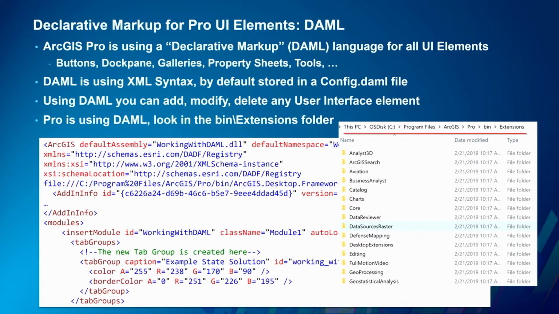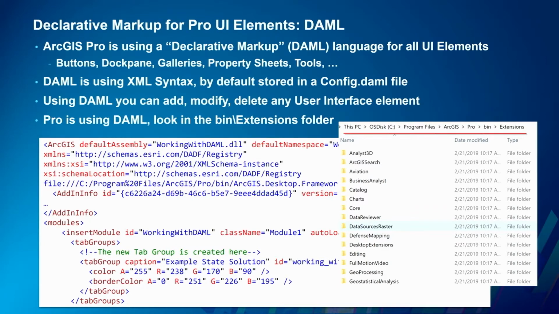DAML is using an XML syntax, and by default, it's stored in a config.daml file. You saw that earlier in the demos. If you use our project templates, by default, you get a config.daml file. But it doesn't have to be that name. When using DAML, you can add, modify, or delete any user interface elements. That's important, and we're going to show that in the upcoming demos.